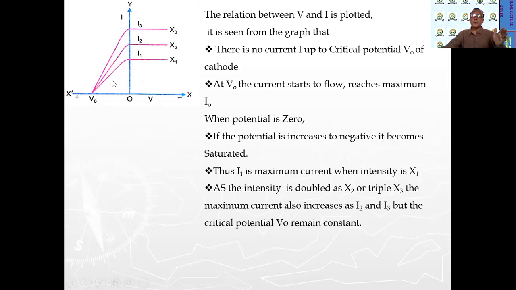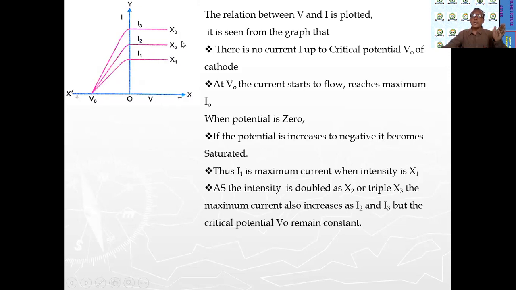See here, this purple portion increases very fast, then it reaches a maximum. And then if the value is again increased toward the right side, we find that even though the potential goes on increasing toward the right side, the current becomes saturated. It does not increase, but becomes constant. This happens when the intensity is x1, and it is also happening at intensity x2 and so on.